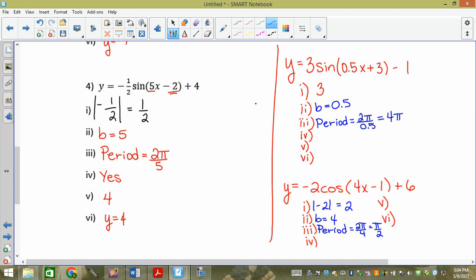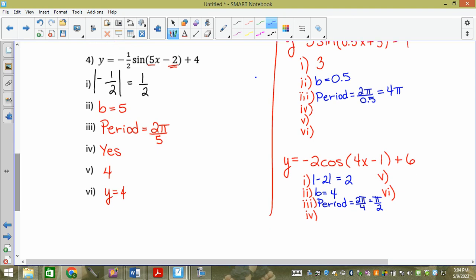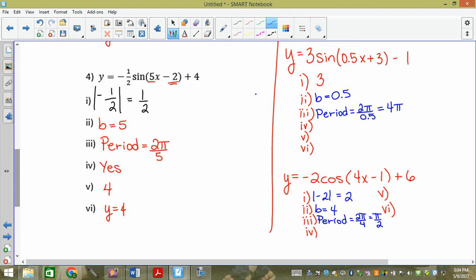Number 5, we want to know if there's a horizontal phase shift. Does this one have a horizontal phase shift? Yes, because it has a C value. What about this one? Yes.